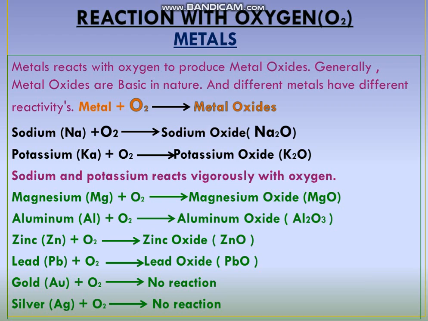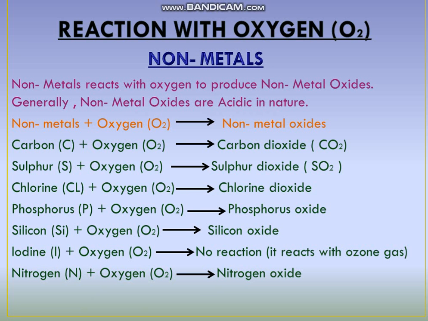Metal plus O2 gives us metal oxides. Na plus O2 gives us sodium oxide, that is Na2O. Potassium plus oxygen gives us potassium oxide, K2O. Sodium and potassium react vigorously with oxygen. Magnesium plus oxygen gives us magnesium oxide, MgO. Aluminium when reacted with oxygen gives us aluminium oxide, Al2O3. Zinc plus oxygen gives us zinc oxide, ZnO. Lead when reacted with oxygen gives us lead oxide. And when gold, that is Au, and silver, that is Ag, are reacted with oxygen, no reaction is observed.